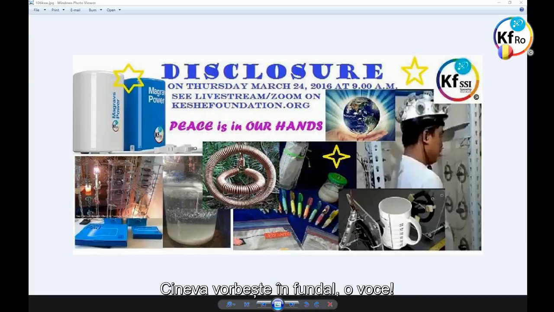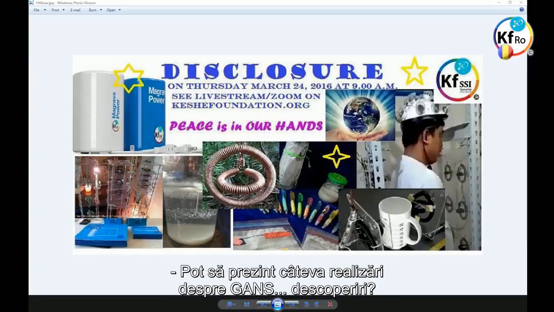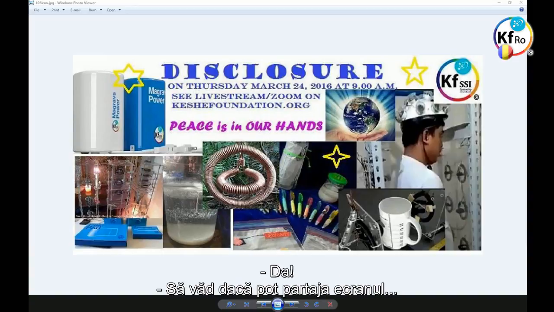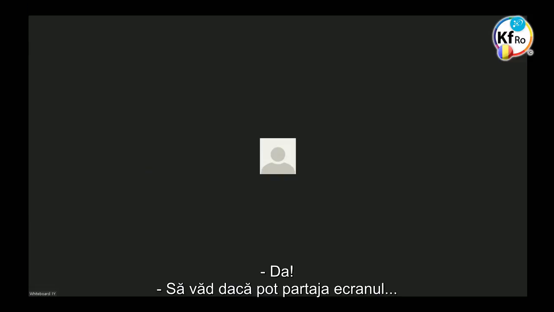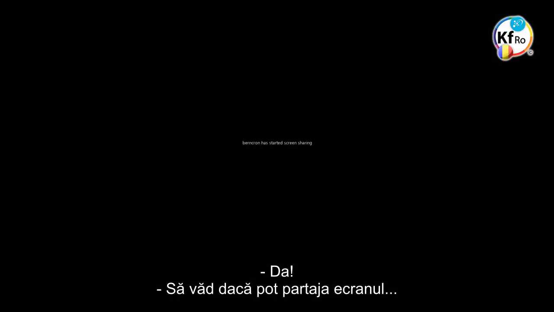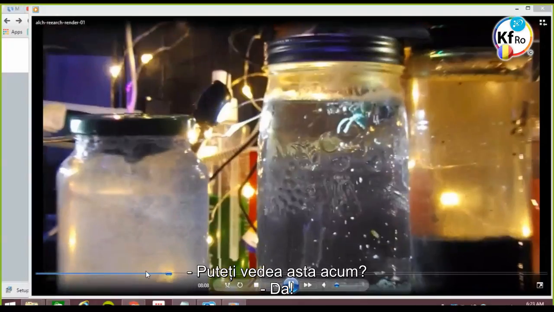Somebody's talking in the background. Can I present some GANs making findings? Who's that? Barrington. Yes. If I can share screen. Sorry. Can you see that now?